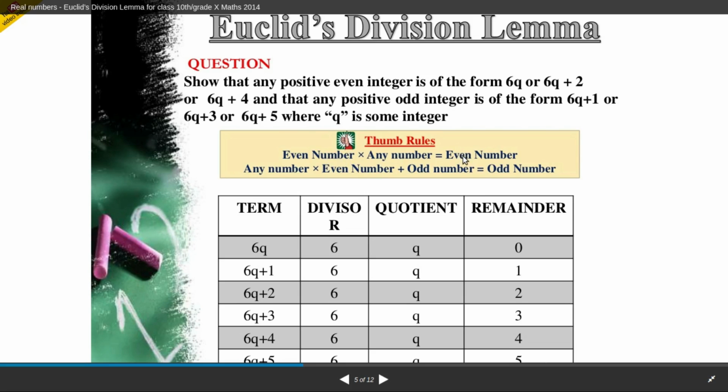Even number, right? Similarly, whenever we multiply any number with an even number, and if we add an odd number to it, we'll get an odd number, right? So we'll use this to solve this problem. Go through the thumb rule again.